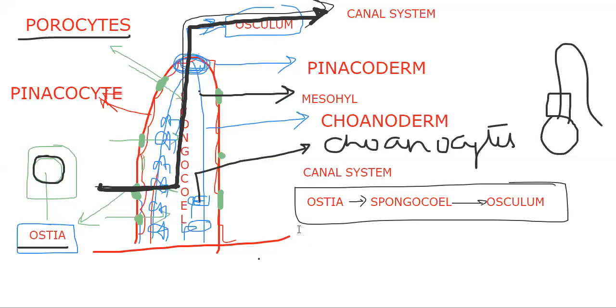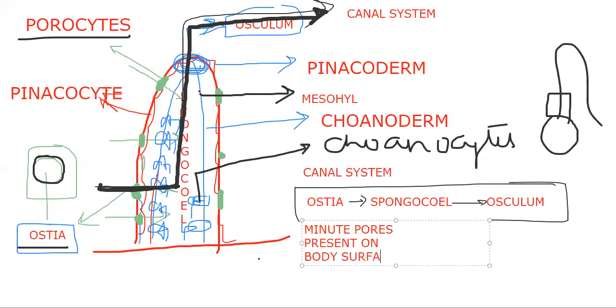Okay, so what are ostia? They are the minute pores present on the body surface. Minute pores present on the body surface, we say ostia, present in special cells called porocytes. Spongocoel. What is spongocoel? A special cavity present in sponges. We say it is the body cavity of sponges.